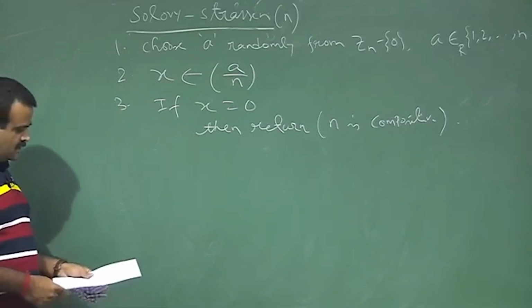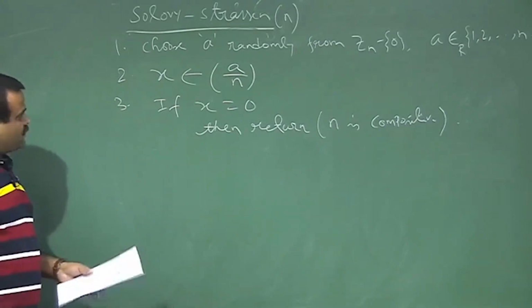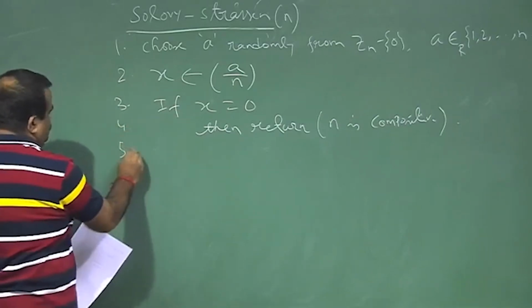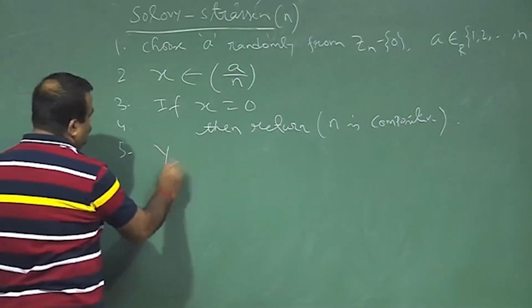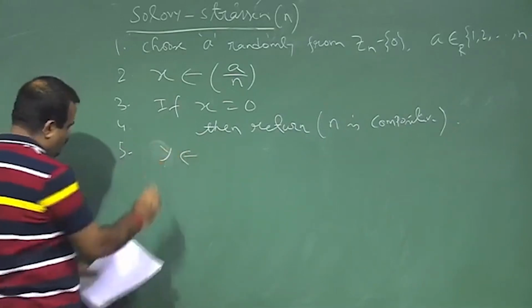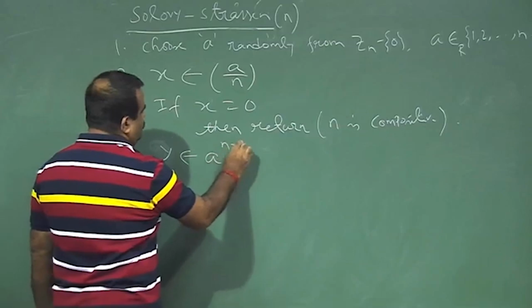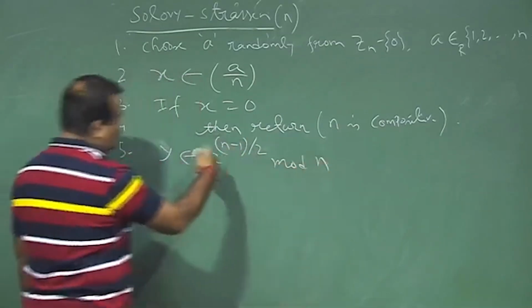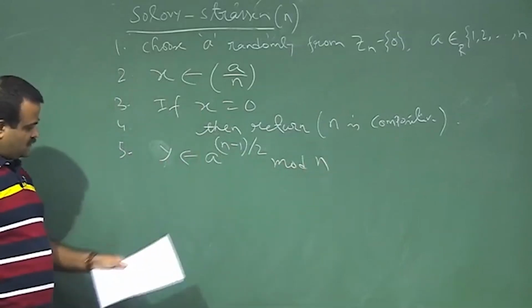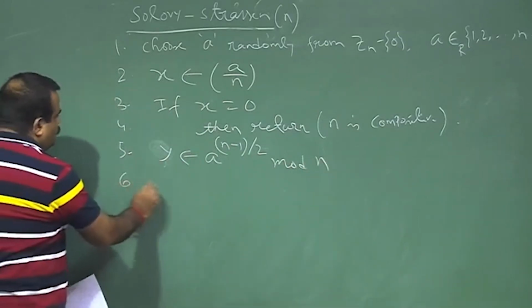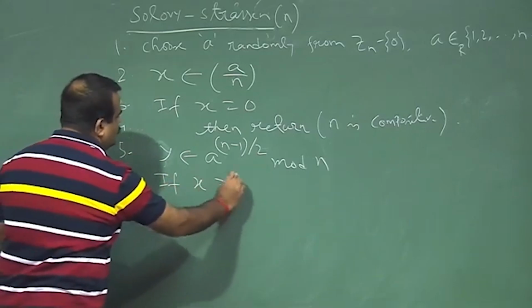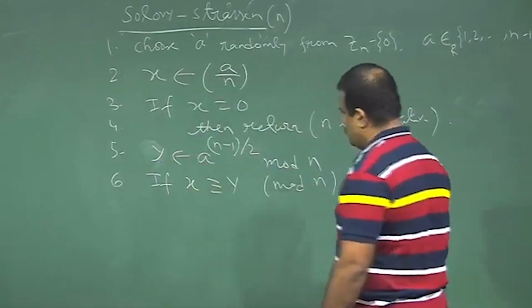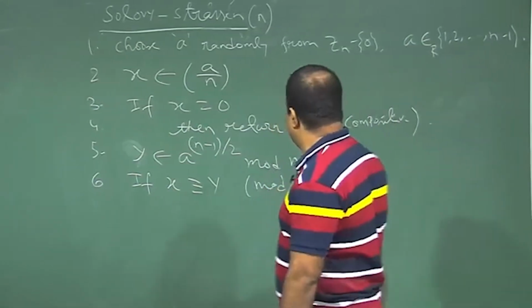So, then it is a composite number. So, n has a factor, that is a. Now we compute Euler's criterion: y is basically a to the power (n minus 1)/2 mod n. This can be calculated using fast exponentiation. And now if x is congruent to y mod n, then we return n to be a prime.